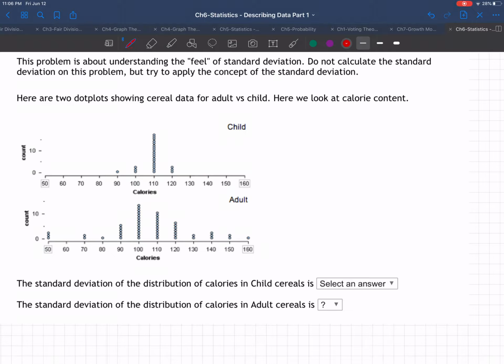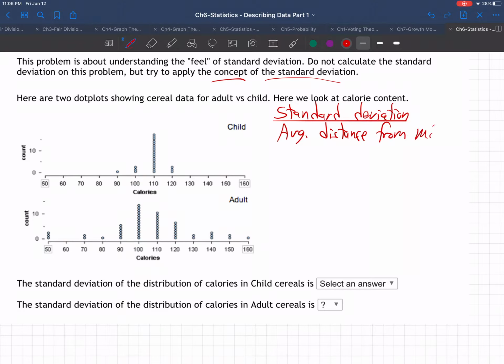So first off, we're talking about the concept of standard deviation. So let's write what is the concept of standard deviation. Standard deviation is average distance from the middle. It's a measure of spread, how spread out the data is.